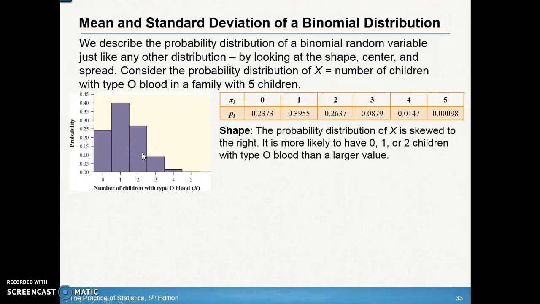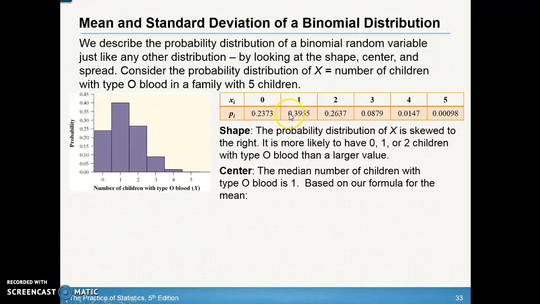Since we are looking at a histogram, we can describe the center, the shape, and the spread. The shape of the distribution is slightly skewed to the right. We're more likely to have 0, 1, or 2 children with type O blood than a larger value. The center, since it's skewed, we're going to use the median. The median number of children with type O blood is 1. And based on our formula for the mean, we could find out what the mean was. However, the median's more likely to be a good representation since it's skewed.